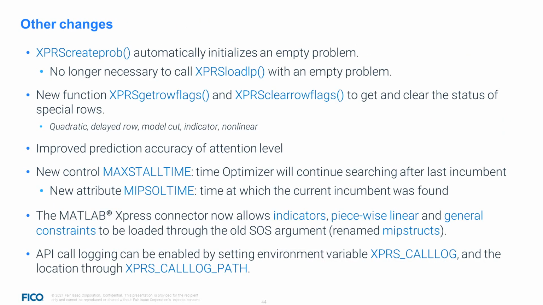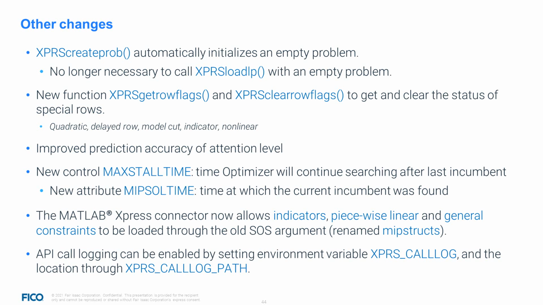Another minor change consists in the automatic initialization of a new problem as an empty problem, unlike in the past, where the user needed to call a dedicated command before starting to add rows and columns. Moreover, 2 new functions have been added to query and clear the status of special constraints such as quadratic, delayed, model cuts, indicators, or nonlinear. These new functions, in other words, complement an already existing function that allows to label a constraint as a special one, essentially by attaching a flag to the constraint itself.